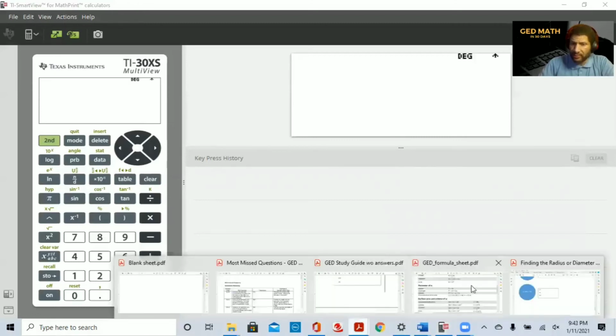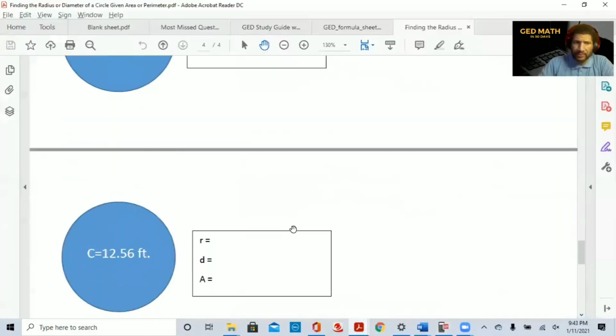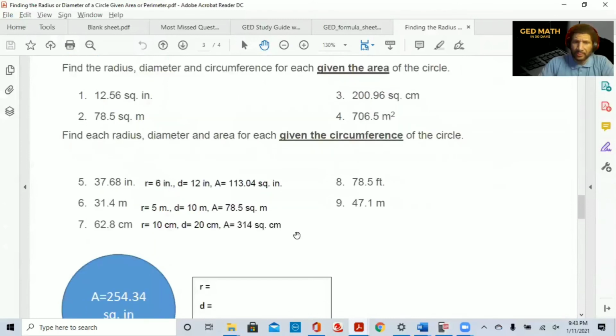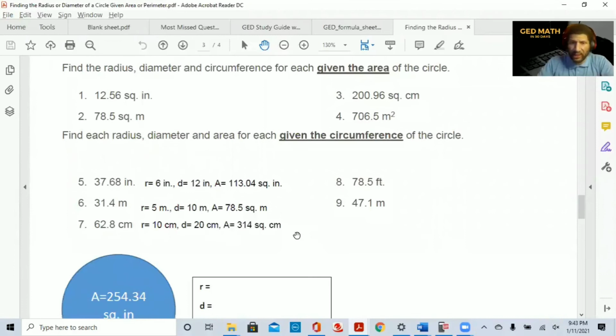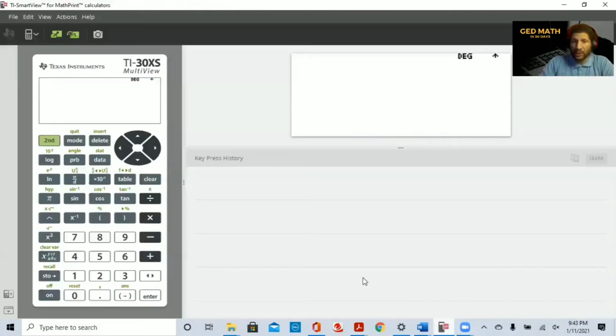Okay, let's go back to our sheet. I'll kind of have the answers already here. So we'll do number 9, which is 47.1. It says find each radius, diameter, and area for each given the circumference of the circle. So 47.1.